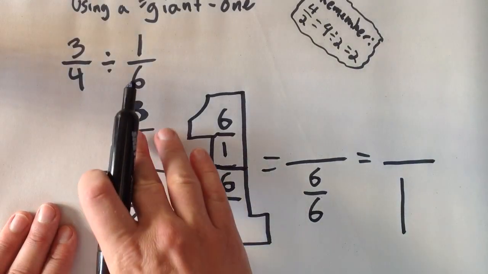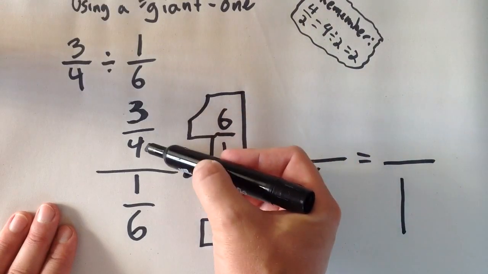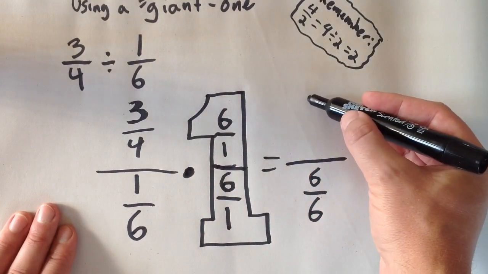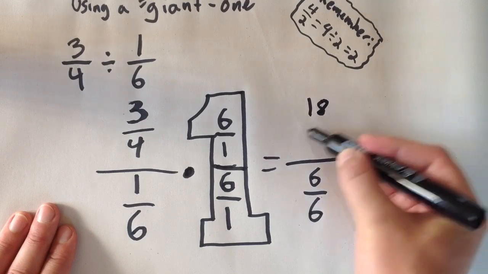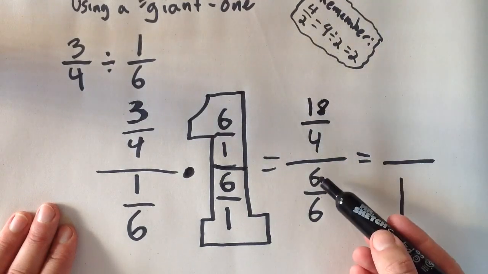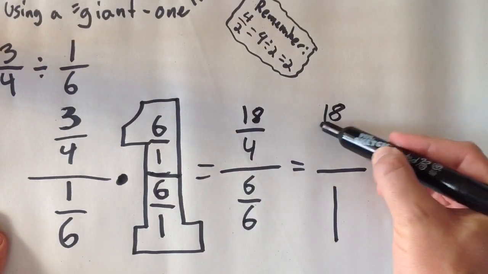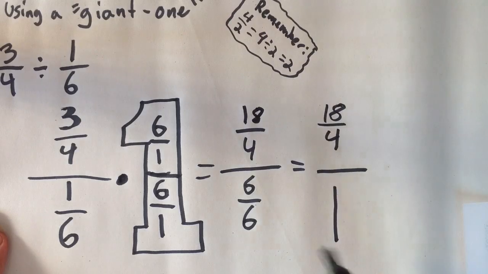So, because I want a fraction over 1, now 6 over 1 times 3/4 is going to give me something entirely different. It's going to give me 18 here and 4 here. 18 over 4 over 6 over 6. This means I have 18 over 4 over 1.